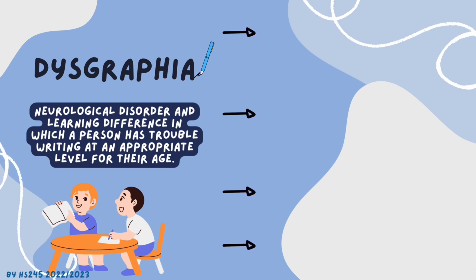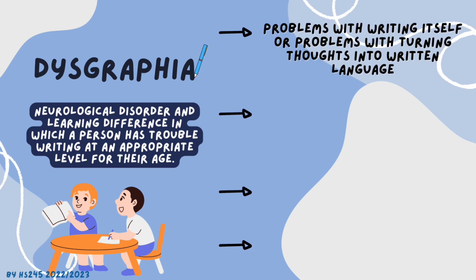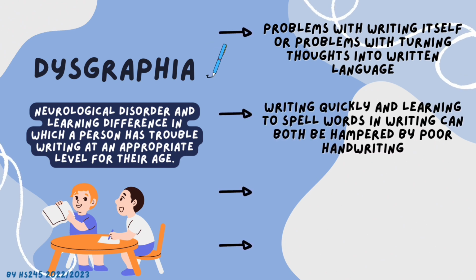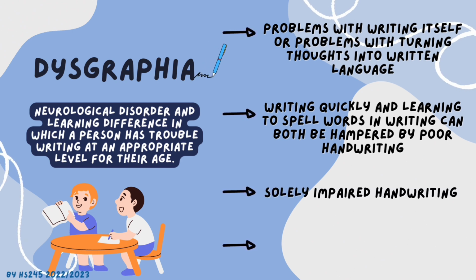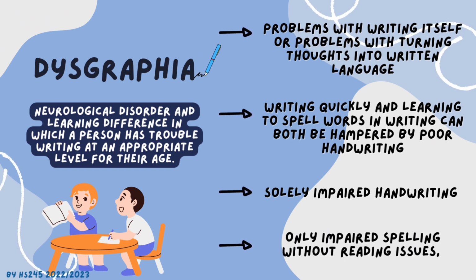an appropriate level for their age. This can include problems with writing itself or problems with turning thoughts into written language. Thus, dysgraphia, or inability to write legibly, is the disorder characterized by poor handwriting. Writing quickly and learning to spell words in writing can both be hampered by poor handwriting. Solely impaired handwriting, only impaired spelling without reading issues, or both impaired handwriting and impaired spelling are possible in children with dysgraphia.